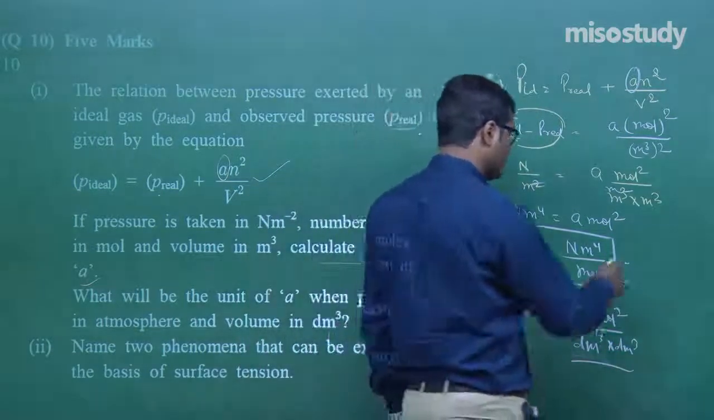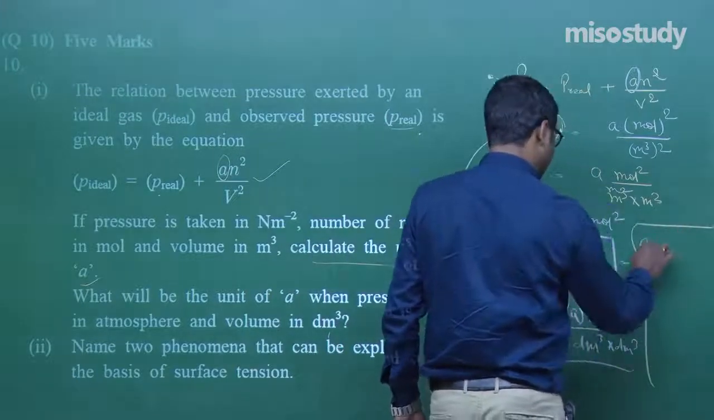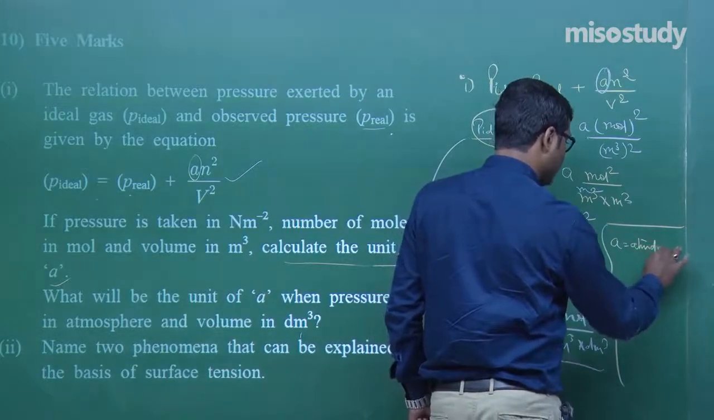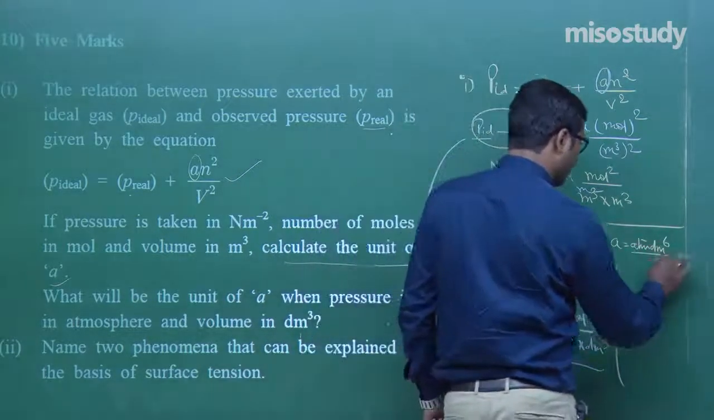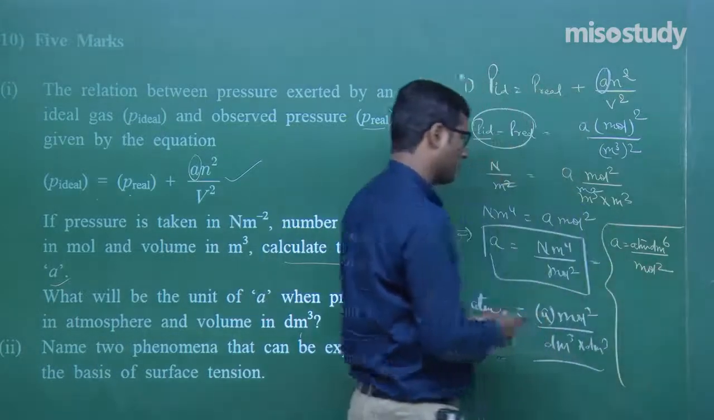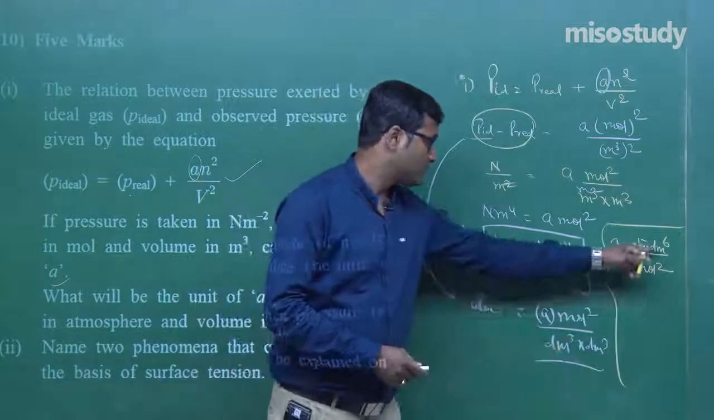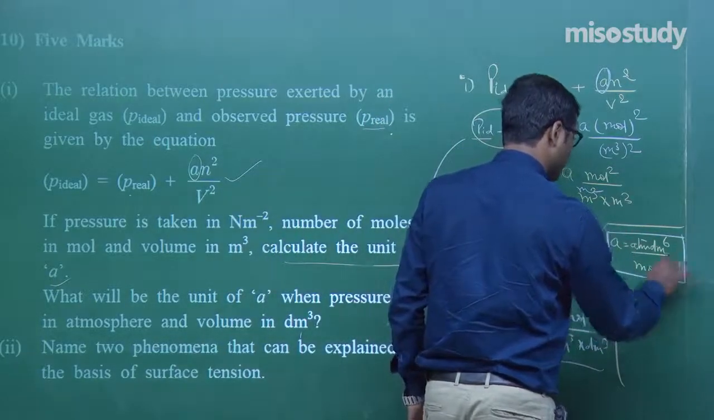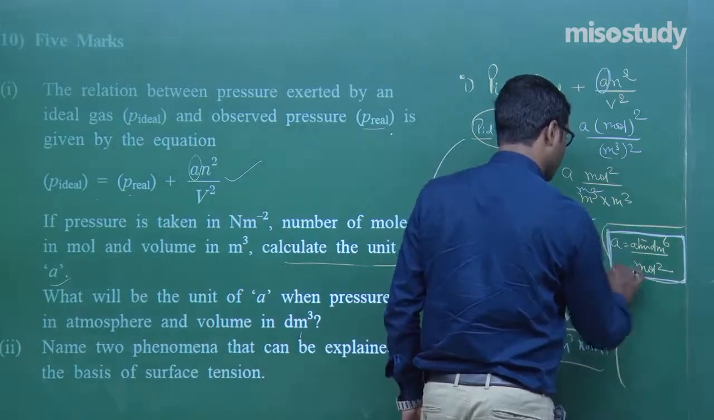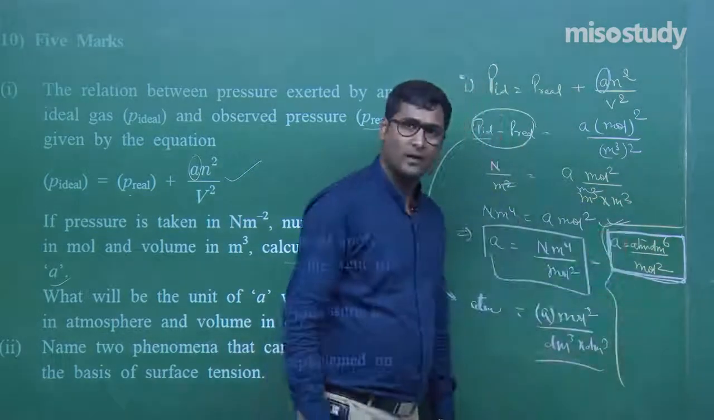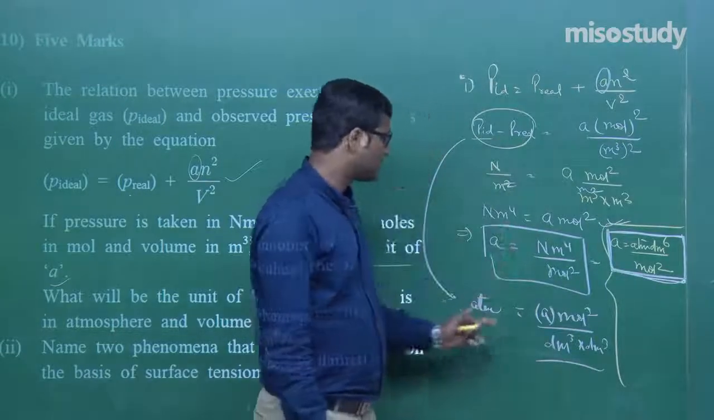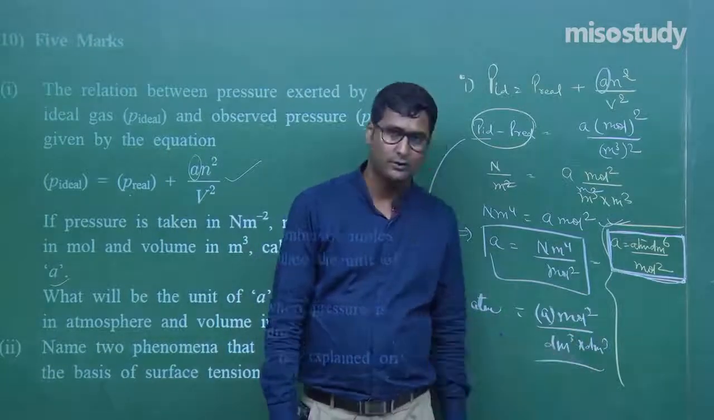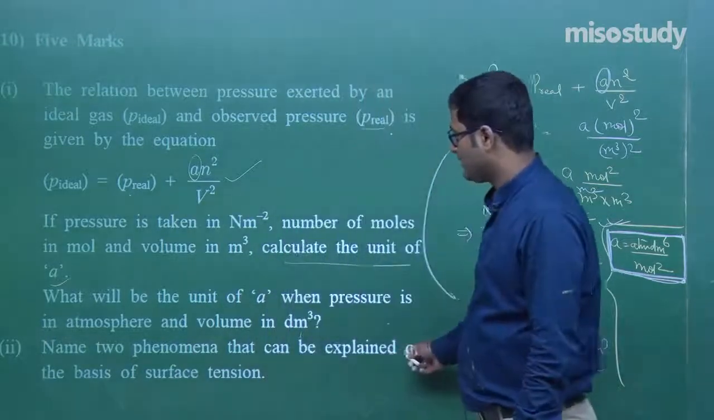Now the next one is what will happen, we can write the unit of a, multiply, that is atm decimeter 6 upon mole square. Yes sir. This is the next one: atm decimeter 6 upon mole square. This is the unit of a. Am I right? Yes sir, definitely you are correct. Check out the things. Depending upon the situation, which type of unit you are taking, SI unit or normal unit. Clear?